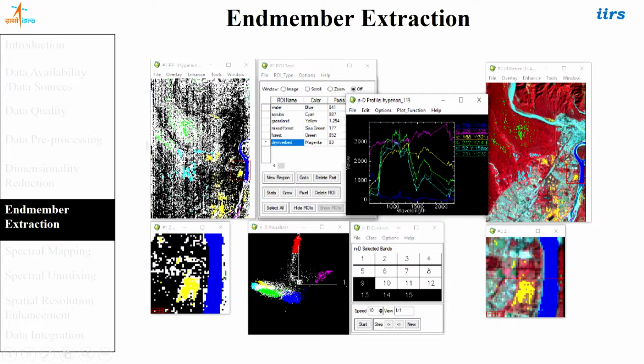Now suppose we have extracted end members, but we don't know what this end member is or what feature it is. So you can go to the field, check what features are present in this particular end member, and note it down if you don't have a spectroradiometer, and then you can use it for identification and classification of the material all around the area.